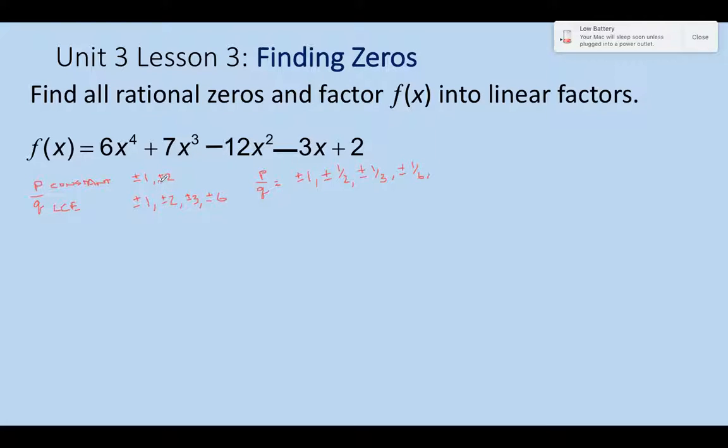And then I'll go ahead and do it with the 2. 2 divided by 1 is 2, so positive negative 2. And then 2 divided by 2 is 1. I've already got that one, so I won't write it. 2 divided by 3 is positive negative 2/3. And then 2 divided by 6 would be 1/3, and I've already got that one.